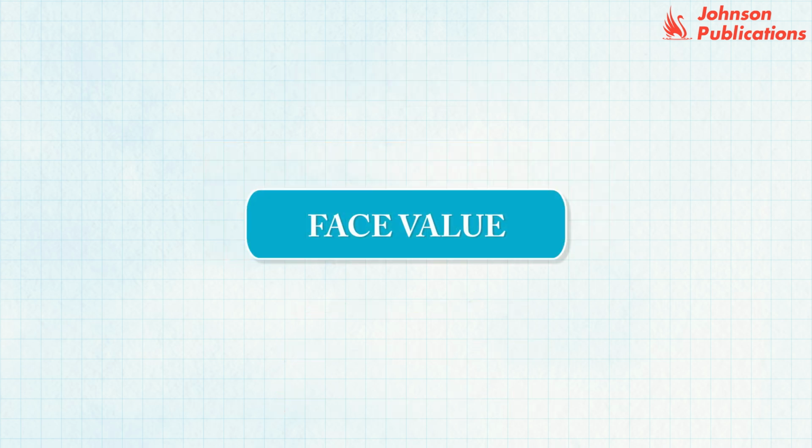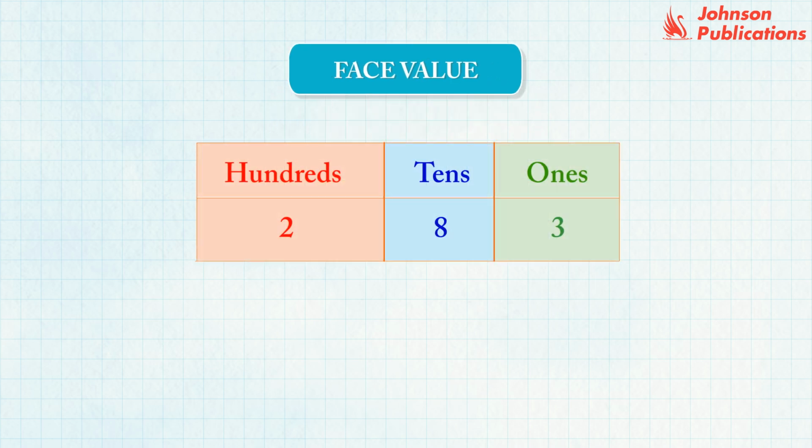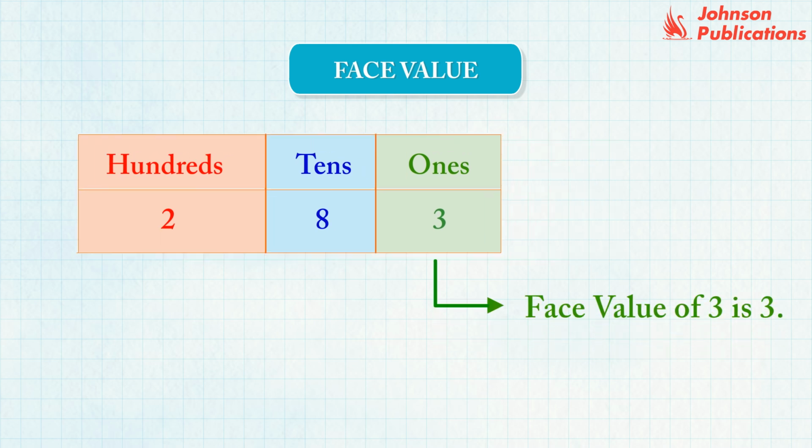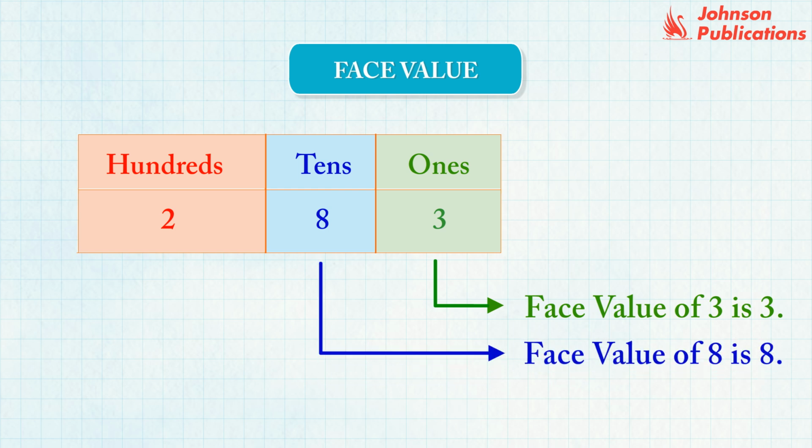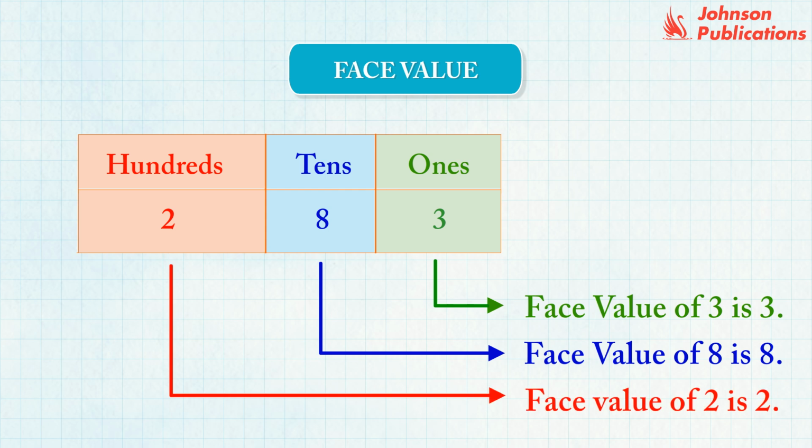What is face value? The face value of a digit is the digit itself. Let us understand it using the same number. In the number 283, the face value of 3 is 3. Face value of 8 is 8. Face value of 2 is 2.